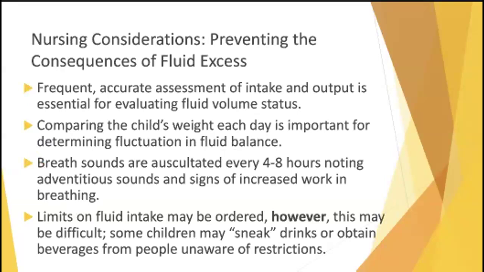Fluid balance assessment in children. Frequent and accurate I&O monitoring is vital to evaluate fluid volume status. Children with severe renal impairment may need I&O measured every 1 to 2 hours. Fluid intake includes both oral and IV fluids. Urine output recording: normal would be greater than or equal to 1 milliliter per kilogram per hour. Less than 1 milliliter per kilogram per hour is important to report immediately. It may indicate oliguria, impending renal failure, or just inadequate intake.